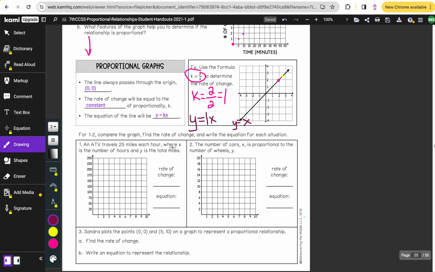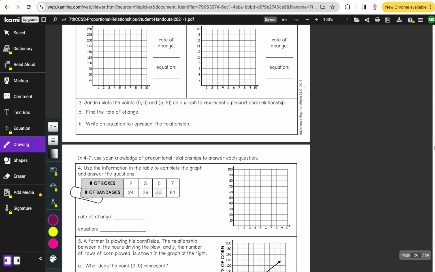So each one of these problems is asking you to find the rate of change, so essentially that k, that constant of proportionality, and then to write an equation. Sometimes you're given just points. So remembering which comes first, the x and then the y, in order to find the rate of change, you will still use the same formula, k equals y divided by x, and then write your equation.